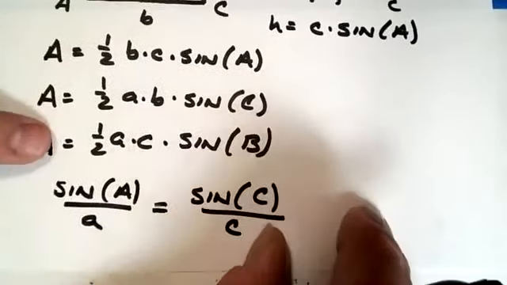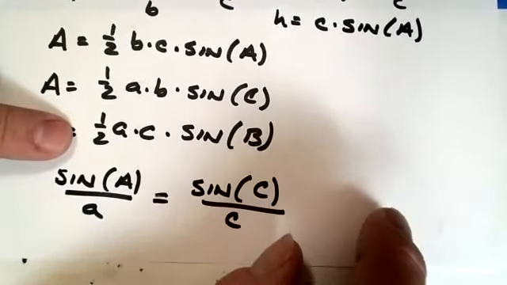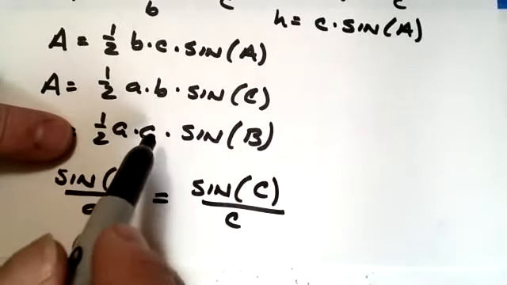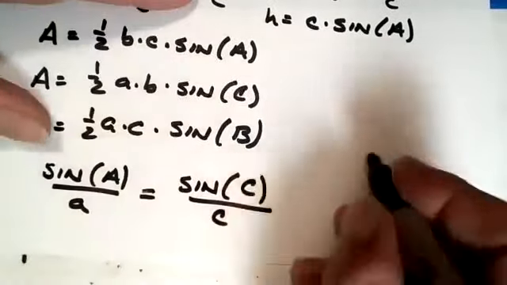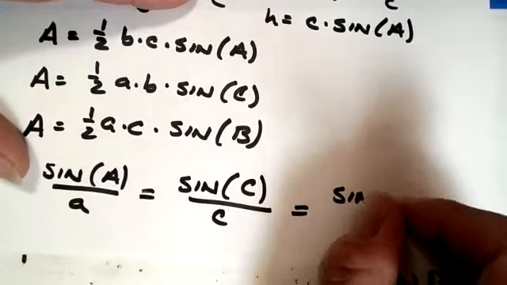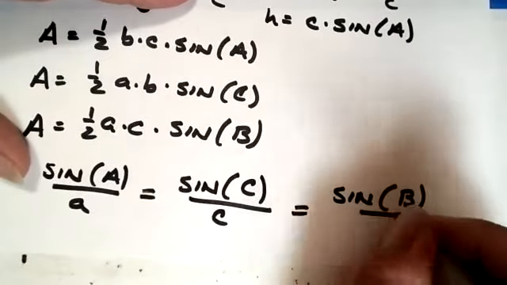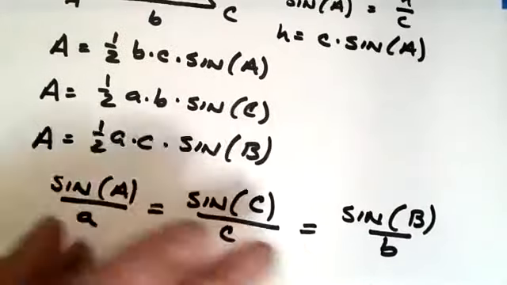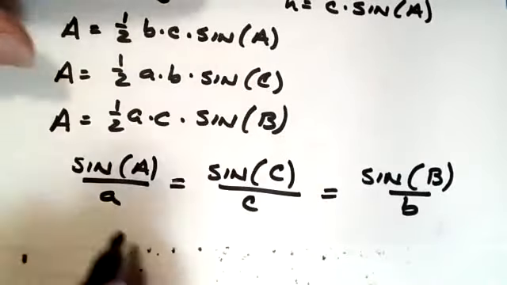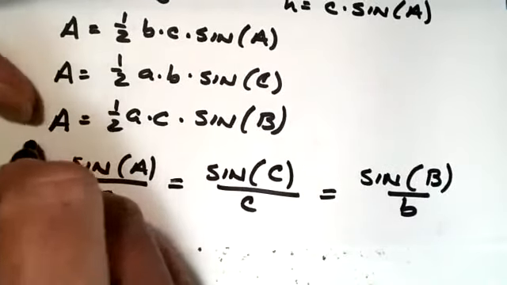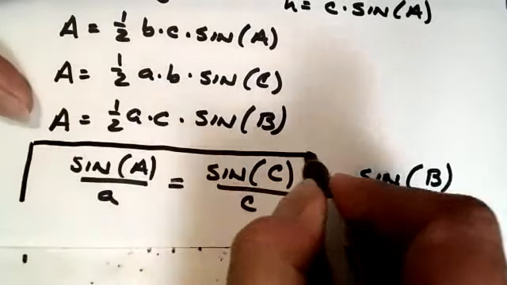And similarly with this one, when you divide this by 1/2 A times B times C, the 1/2, the A and the C cancel, and you're left with a 1 over B. So we have sine of B over B. Okay? So this, what you're looking at right here, is the law of sines.